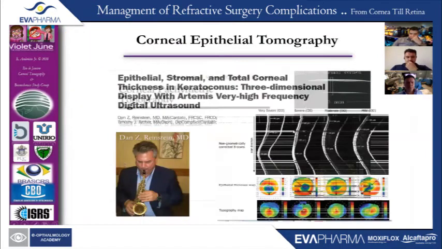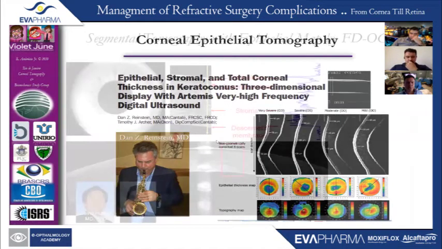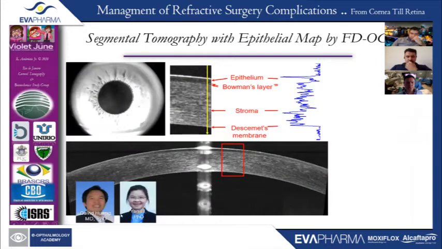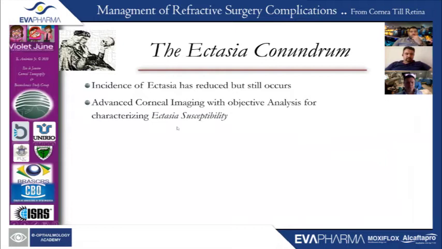And this, of course, was initiated and pioneered by Dan Reinstein with high frequency ultrasound, and now with the great work by David Huang and his lab, especially Yang Li, we are able to segment with the OCT imaging so that we all can do epithelial thickness, and I'm sure we'll talk a lot about that for therapeutic purposes. The conundrum has come to the point that we know that ectasia has been reduced. It's very important that we understand that we need to go beyond detecting ectasia to keratoconus, detecting keratoconus to define ectasia susceptibility, the biomechanical impact from the procedure.